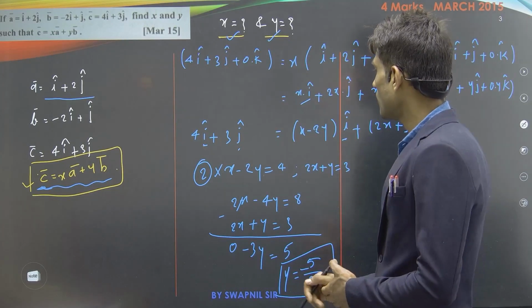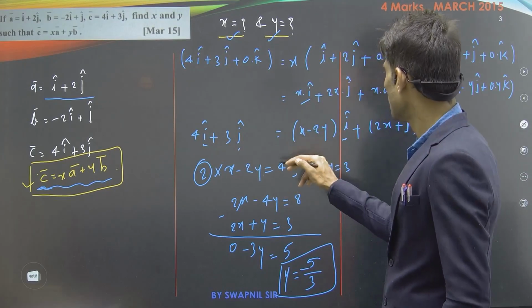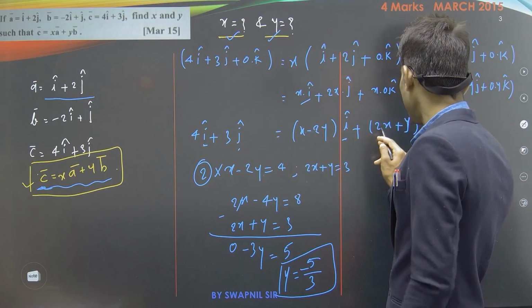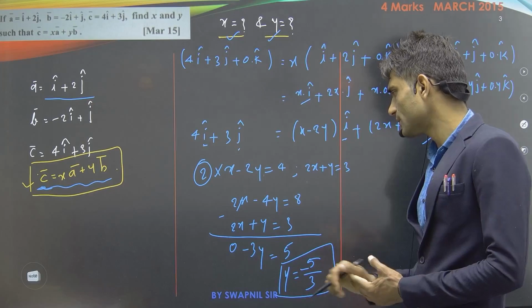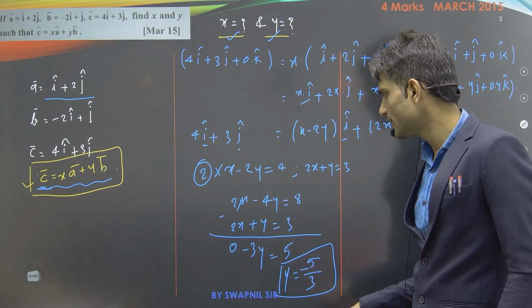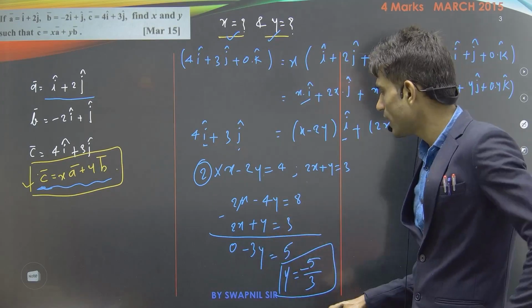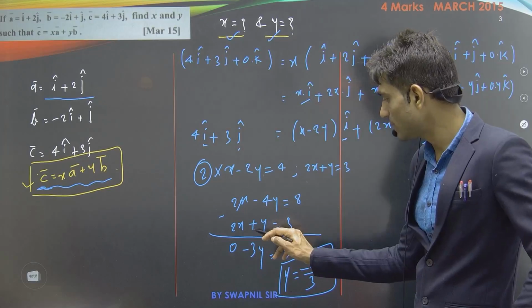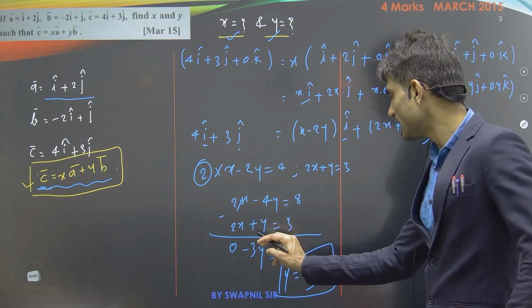Okay, so what we do here: we have 2x minus 4y which is equal to 8, and 2x plus y which is equal to 3. So after subtracting, 2x minus 2x will be 0, and minus 4y minus y. It is not like that, minus 4y minus y it is there. So I mistakenly did not consider that negative sign. So plus minus gives a minus.